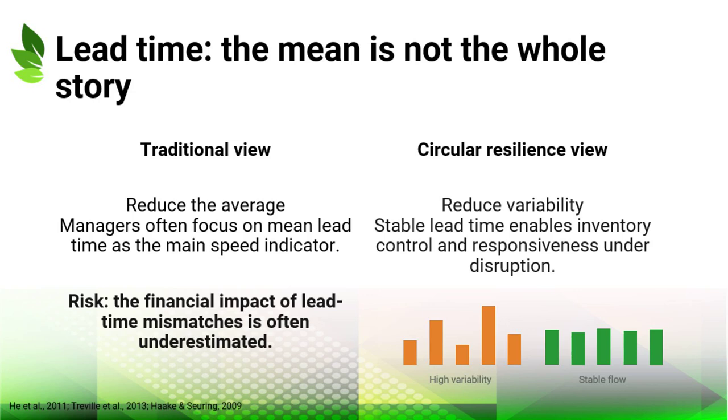A supplier with a slightly longer but stable lead time may support better operations than one with a lower average but unpredictable arrivals. In circular supply chains, this issue becomes even more important because recovered materials, take-back flows, and secondary inputs can be variable. The lesson is to measure stability as well as speed. Resilience depends on predictable flow, not simply the fastest average number. Managers should therefore track variation, mismatch costs, and reliability together.